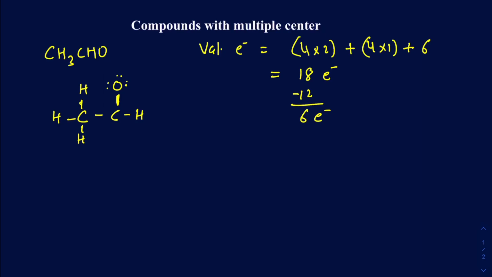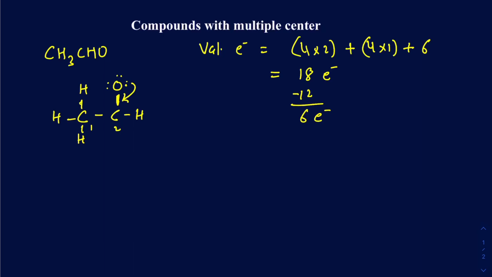Now, before we finalize our structure, you want to make sure everyone is happy in terms of the octet. The first carbon is fine because it has 4 bonds around it, so that means it has 8 electrons. What about the second carbon? The second carbon on the right side has only 3 bonds around it. That means it has only 6 electrons so far. So you want to make sure you create a double bond here. Before you finalize your structure, you must make sure everyone is happy with their octets, so go ahead and create the double bond there.